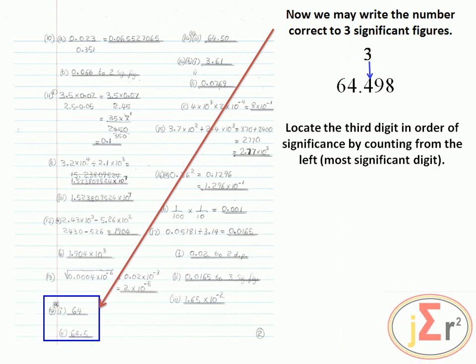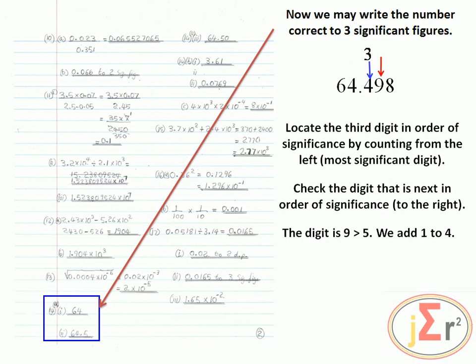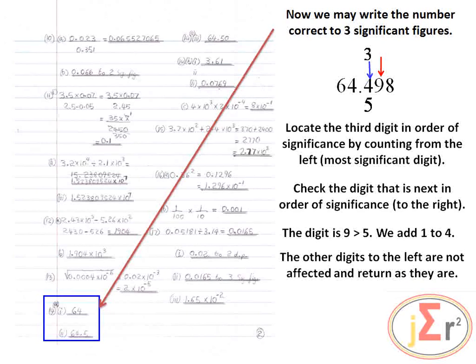And it's a matter of approximation again. Therefore, we need to check the digit that is next in order of significance, going down, which is the one to the right. Because the digit is 9, which is greater than 5. As a matter of fact, if it were equal to 5, then we would have added 1 to 4 also. But we are sure that we need to add 1 to 4, which is the digit in question, because the one that we are investigating here is surely greater than 5, so we add 1 to the 4. If it were equal to 5, we'd still add 1 to the 4 to get 5. The other digits to the left are not affected and return as they are.